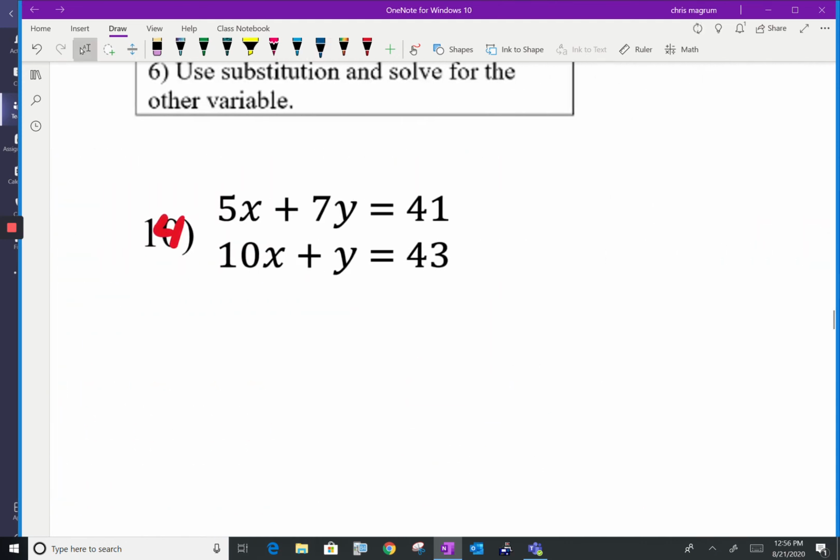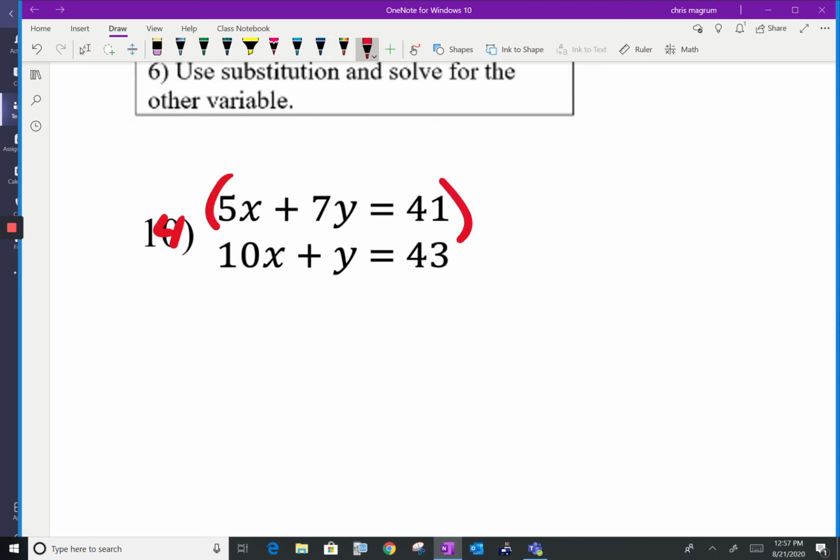We have 5x plus 7y equals 41 and 10x plus y equals 43. So again, we need to decide which variable we want to eliminate. And realistically this time, it's kind of your choice because they're both relatively easy to work with. We can multiply 5 times 2 to make it a 10 like the second equation has, or if we're looking at this one, we have a 7 and a 1, so we can multiply the second equation by a negative 7 so that they cancel. I prefer to multiply by a smaller number, so I am going to go ahead and choose this first equation.